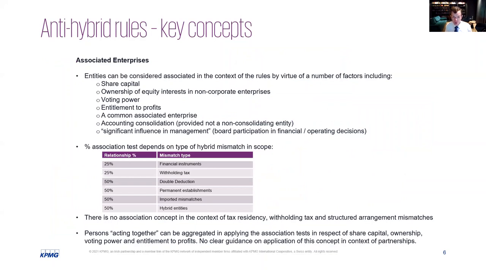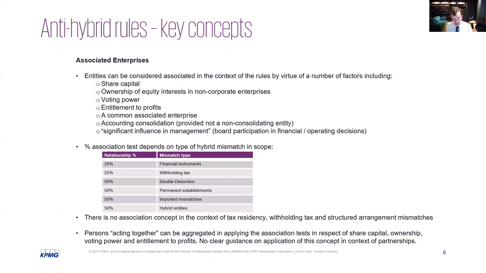As I said, we have to have a cross-border mismatch between associated enterprises. So when are you going to be associated? The main tests around association are share capital, ownership of equity type interests, voting power, or entitlement to profits. So that's very much around equity type measures where you're under control or under common control. It wouldn't include profit participating debt. Although that has a kind of equity type character to it, it's not caught by these rules. And the threshold then for commonality depends on which mismatch you're looking at.